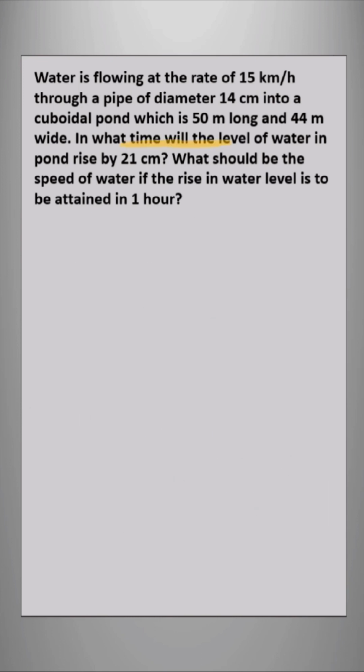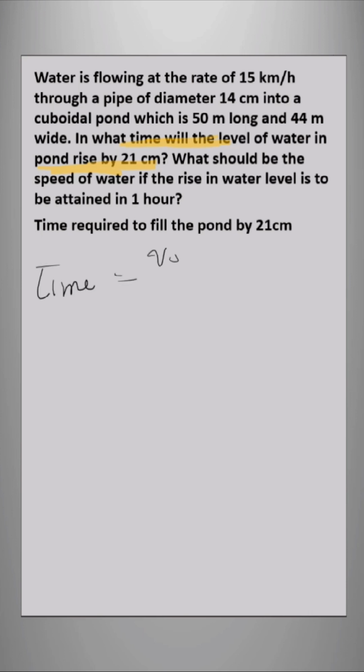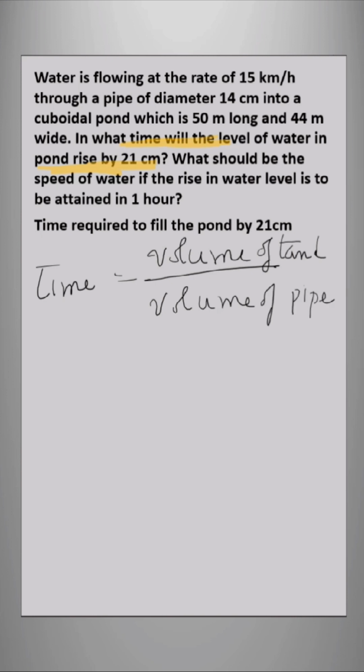Time required to fill the pond by 21 centimeter. How can we find it out? Time is equal to volume of tank, that is the cuboidal tank, divided by volume of water in the pipe in 1 hour.